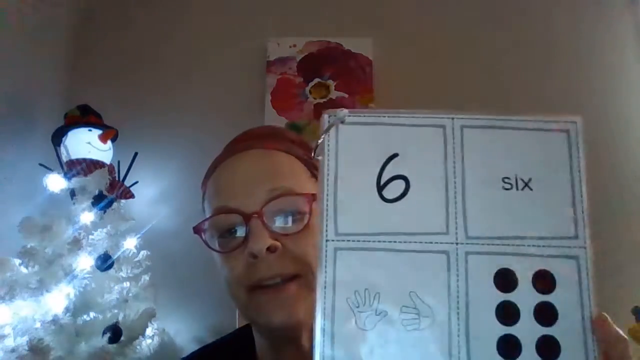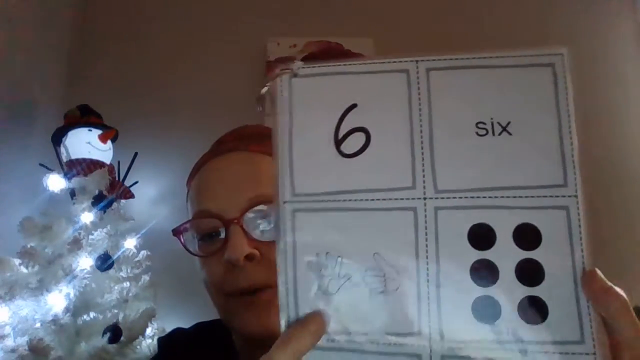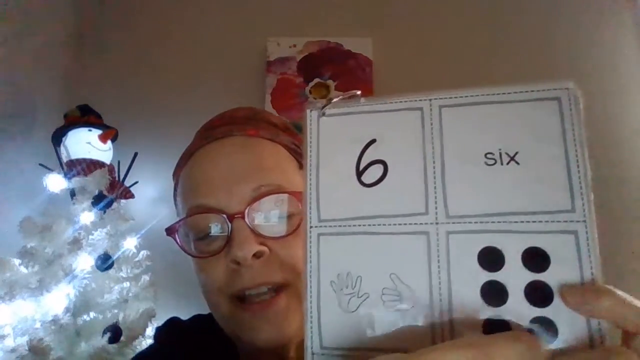The next number is the number 6. S-I-X, spelled 6. Now, we have to use our 2 hands. So here's our 5. And we have to use our other hand for our thumb. 1, 2, 3, 4, 5, 6. So from now on with the counting, I'm going to have to use both hands to show you on my fingers. 1, 2, 3, 4, 5, 6.